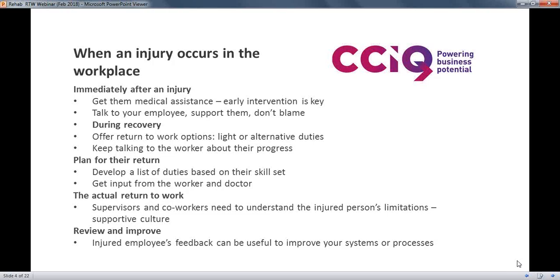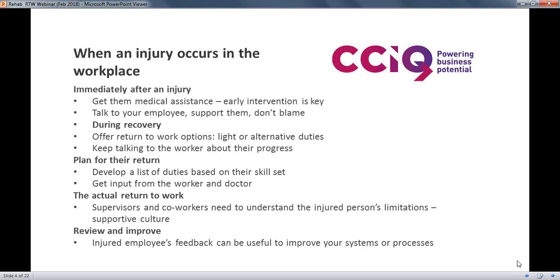But we won't go into that detail at this point. So during the recovery, offer the return to work options, so light duties or alternative duties, as they're sometimes called, and keep talking to the worker about their progress. Now this point and the next point, planning for the worker's return, I'll discuss in a bit more detail in a couple of slides, and this is just around suitable duties plan and return to work.